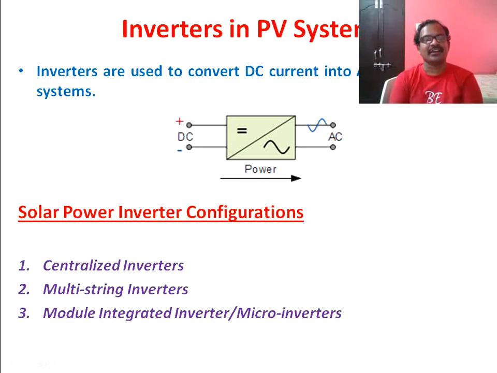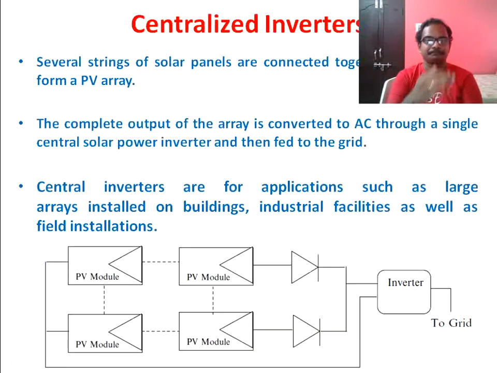What is an inverter? An inverter is a device which is used to convert DC current into AC current in a PV system. In a PV system, there are three different configurations of inverters that can be used. The first one is centralized inverters, the second one is multi-string inverters, and the third one is micro inverters or module integrated inverters, or you may call it an AC module. We'll discuss these three in detail.